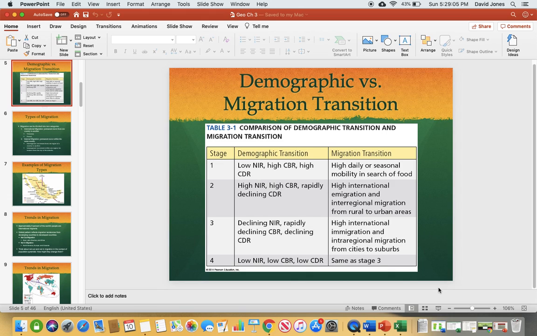Within stage 3 countries, you're starting to see some intra-regional migration. So this is where we were 50, 60, 70 years ago, where you're starting to see movement of people from the cities into the suburbs. Now we have jobs, now we have transportation, we have infrastructure, people can move a little bit farther away.